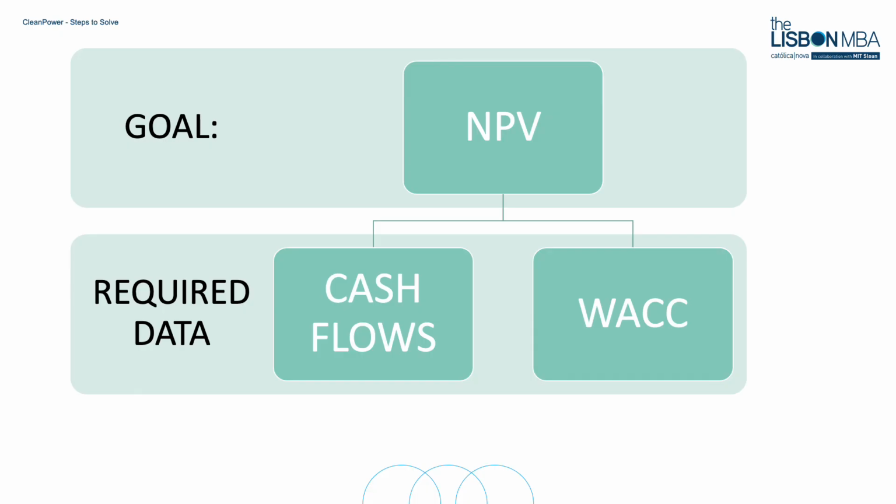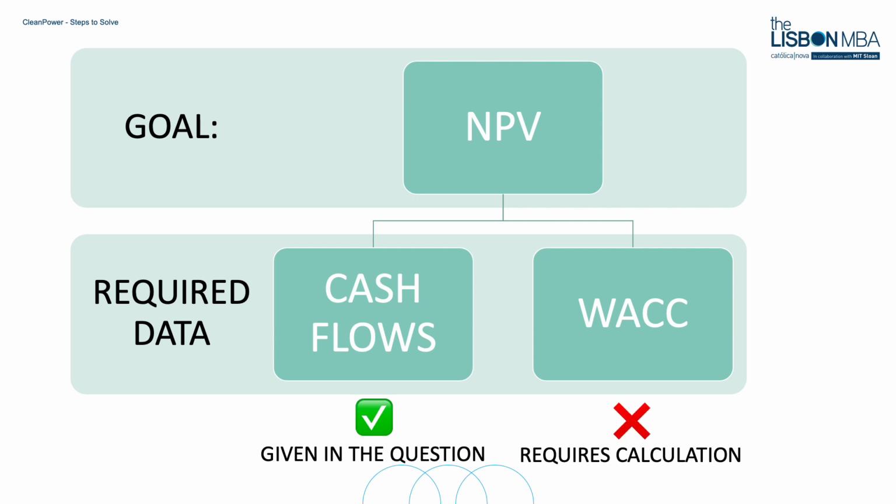What is the goal? The goal is to calculate the net present value. To calculate the net present value, what do we need? We need the cash flows and the weighted average cost of capital, which is the rate at which we will discount the cash flows in order to obtain the NPV. The cash flows, we have them, it's in the question. The weighted average cost of capital, no, we don't have it. Okay, let's try to find out how to calculate it.